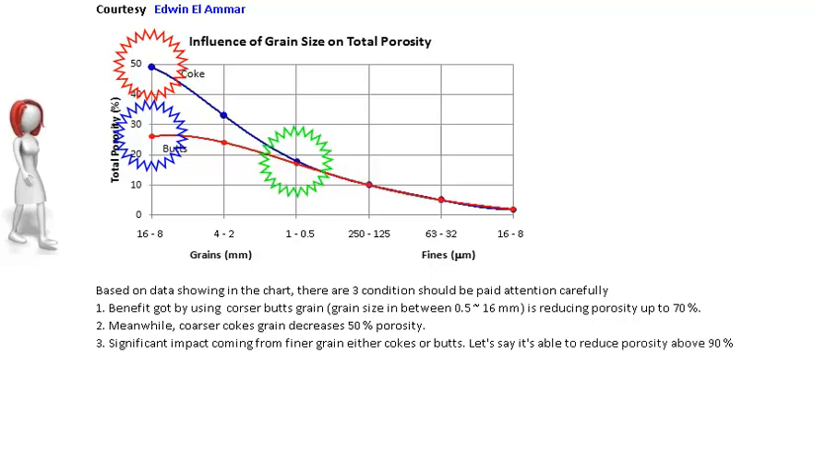Based on the data shown in the chart, there are 3 conditions that should be paid attention to carefully. 1. Benefit gained by using coarser butts. Grain size between 0.5 to 16 mm reduces porosity by up to 70%. 2. Meanwhile, coarser cokes grain decreases porosity by 50%. 3. Significant impact comes from finer grain, either cokes or butts. Let's say it is able to reduce porosity above 90%.